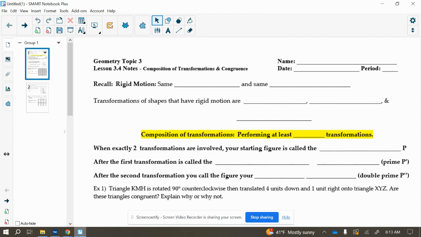Hi everyone and welcome to lesson 3.4. Today we are going to talk more about composition of our rigid transformations.